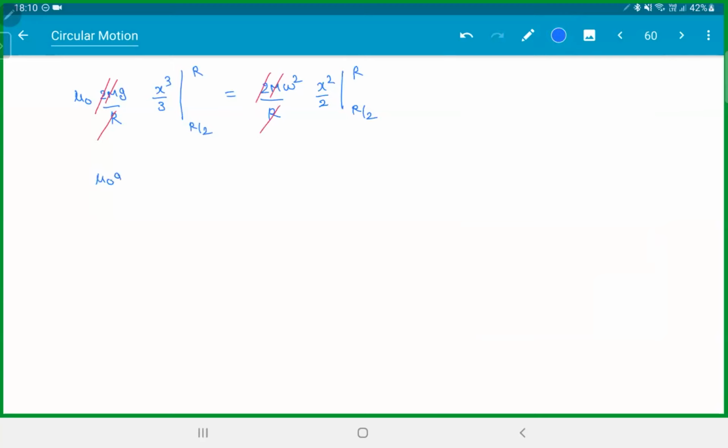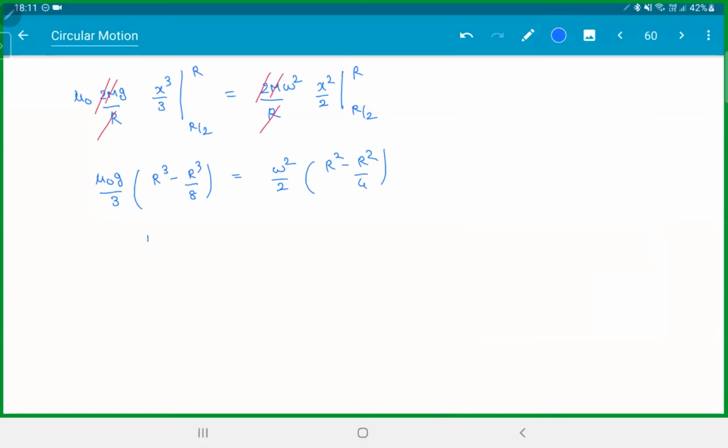This would be mu naught g by 3. This would be r cube minus r cube by 8. That would be omega square by 2 r square minus r square by 4. And solve this. You end up with omega, which will come from here. I'll leave the working to you. This thing you can do from here.